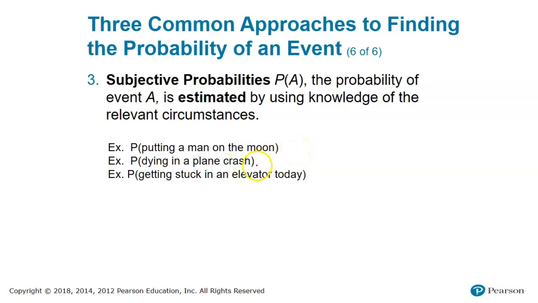Probability of dying in a plane crash, probability of getting stuck in an elevator. These are things that have a lot of things influencing the probability. It's not a clear-cut probability that we're calculating. We're really not going to do a lot with subjective probabilities, but I did want to mention those.